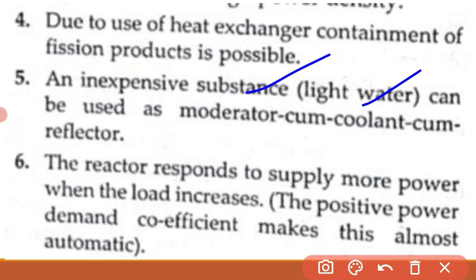The reactor responds to supply more power when the load increases. The positive power demand coefficient makes this almost automatic. So it is possible to meet the load increase.